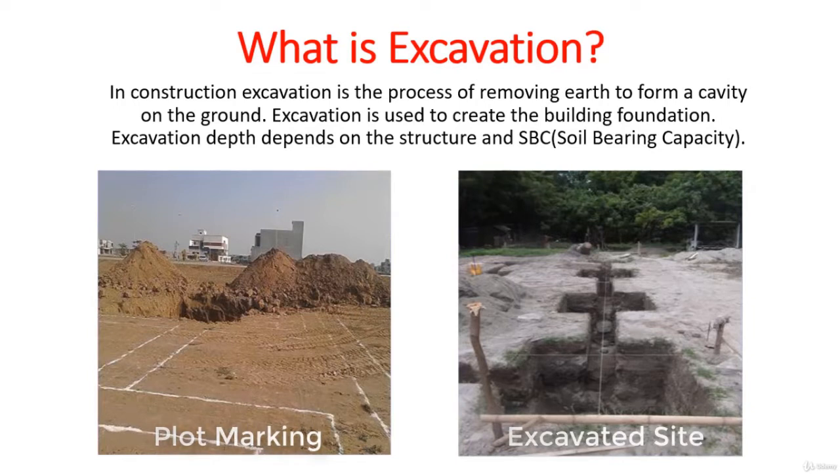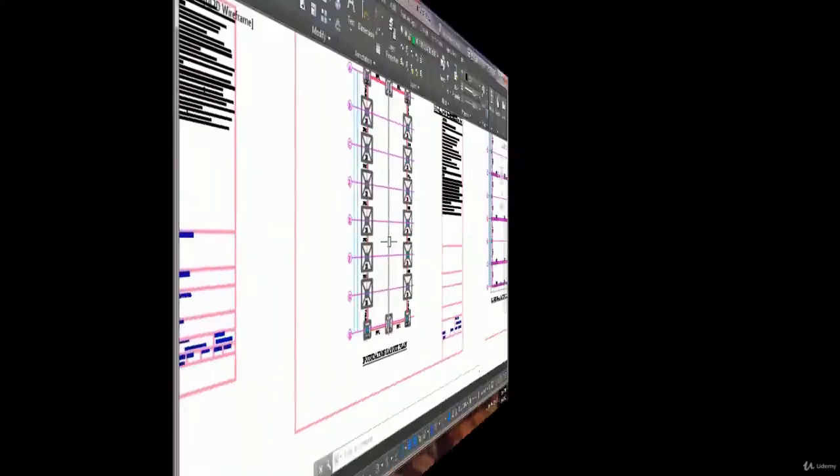So, as you can see in the left picture, we first mark the area via plot marking, and in the right picture, we can see an excavated site. Remember, we calculate the quantity of excavation only after plot marking. So now, let us learn how to calculate the quantity of excavation with the help of structural drawing.